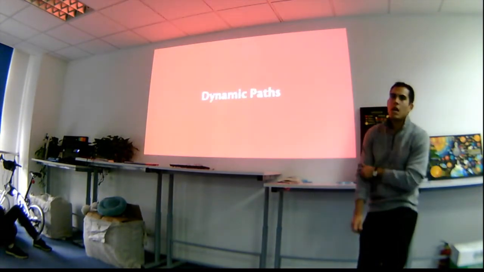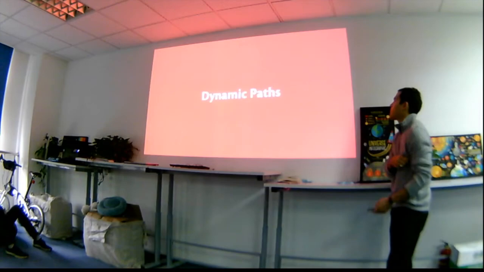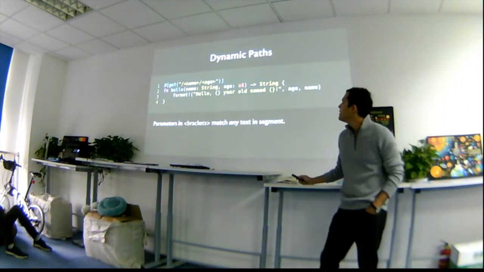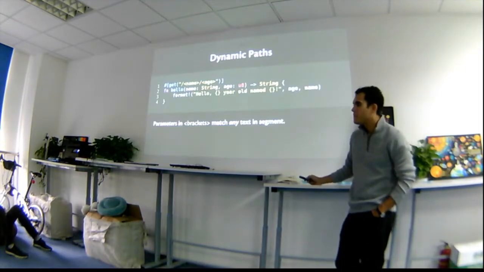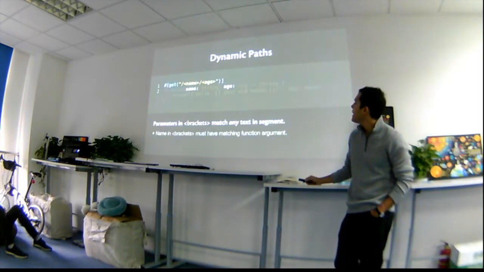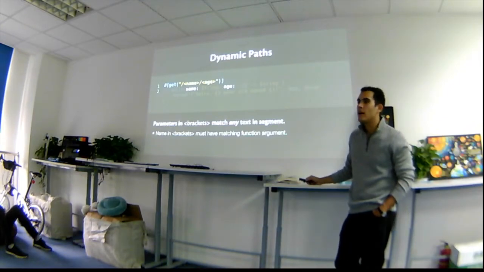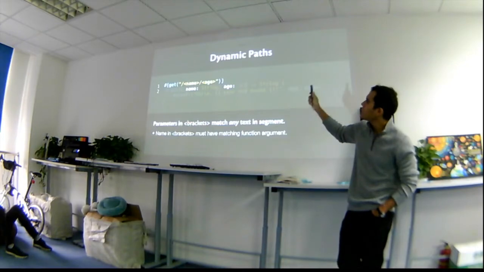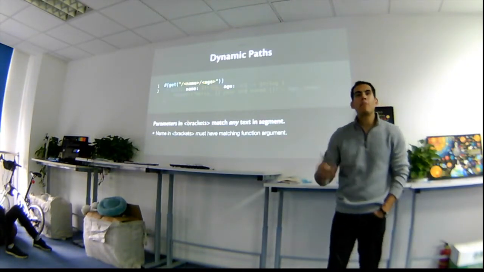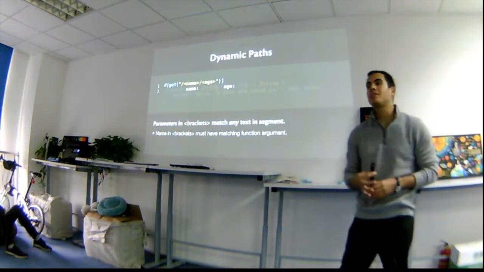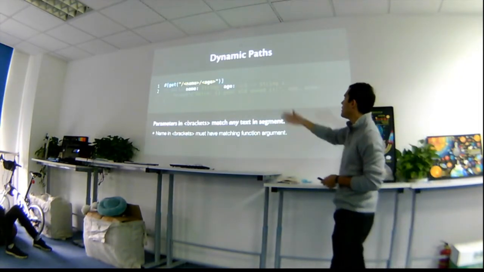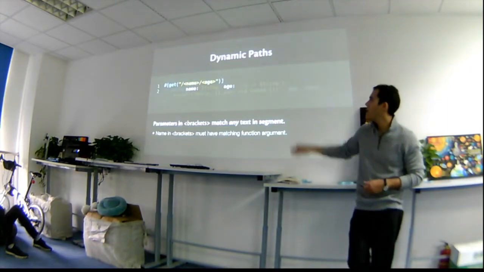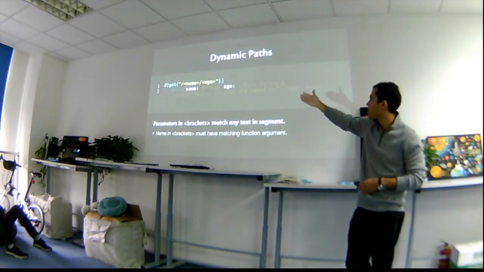Okay, so dynamic paths. So a dynamic path is anything in the URL up here that is in brackets, right? So here, for instance, we have 2 dynamic path segments. The first one is called name. The second one is called age. And for every dynamic segment, you need to have a matching segment in the function input parameters. So here we have one called name. Here we have one called age.